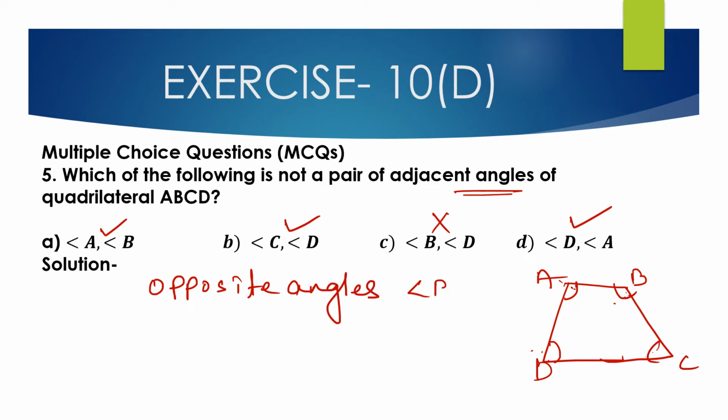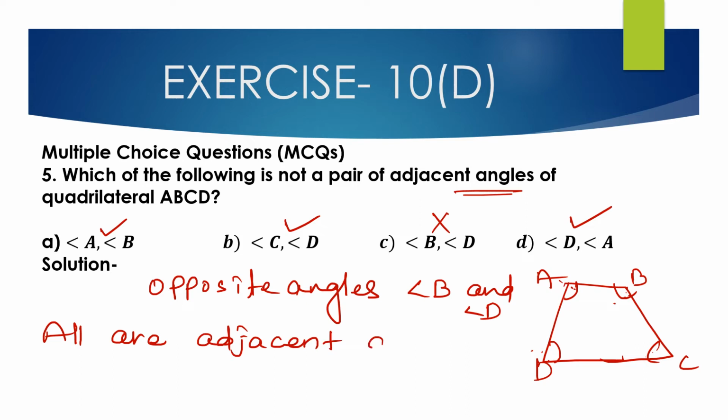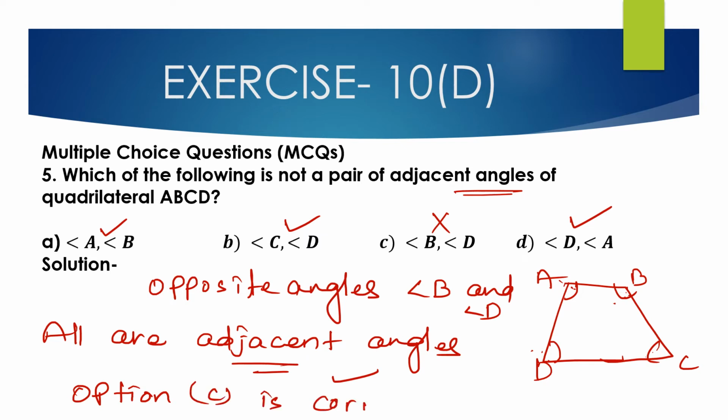Angles B and D. All are adjacent angles, but only B and D are opposite angles. So option C is correct. Option C is the answer.